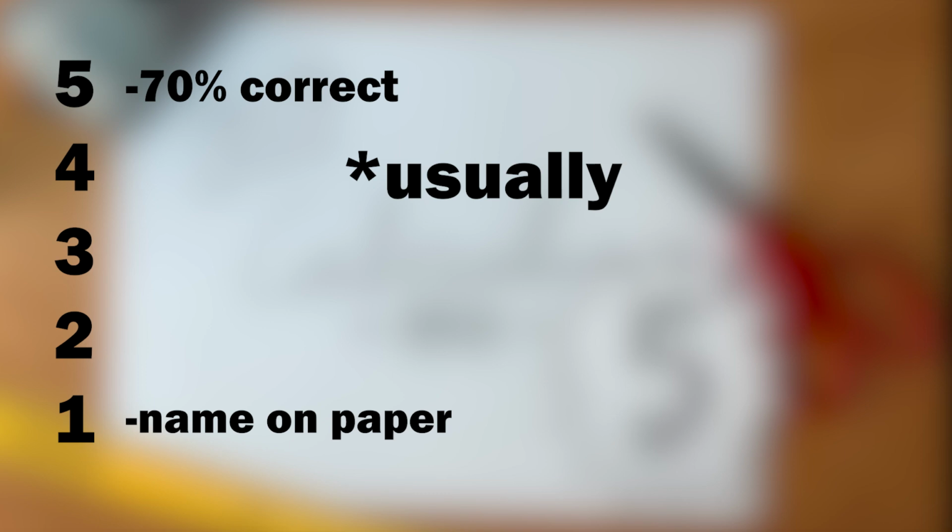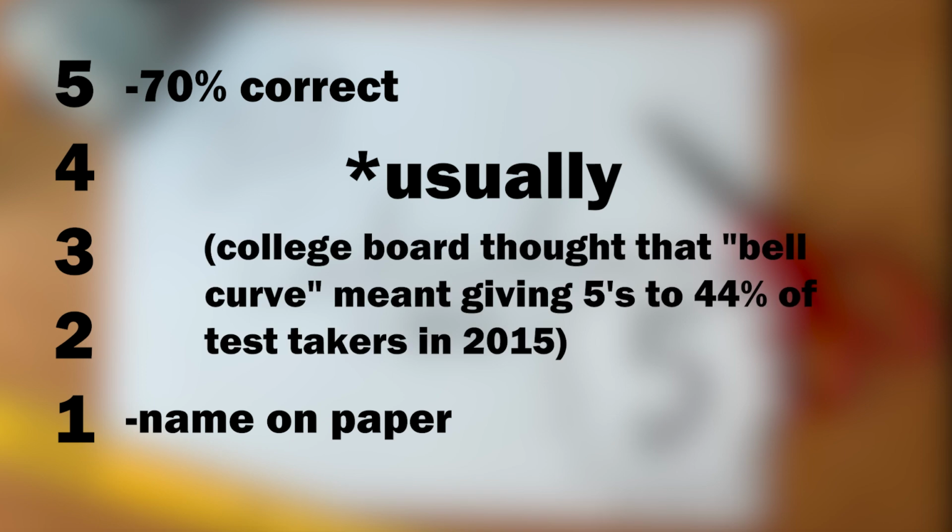You are scored on a scale of 1 to 5, with 1 meaning that you literally just put your name on it, and 5 meaning you really know yourself. The scale varies year to year since it's based on a bell curve, but the majority of people will always get a 3. You just have to beat the majority to get a 5.